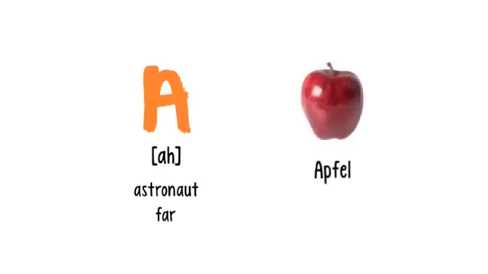Let's start with the first letter, A. A. Please repeat after me. A. The letter A is pronounced like the A in the word astronaut, and in the longer version it sounds like the A in the word far. Your first German word is Apfel, Apfel, which means apple.